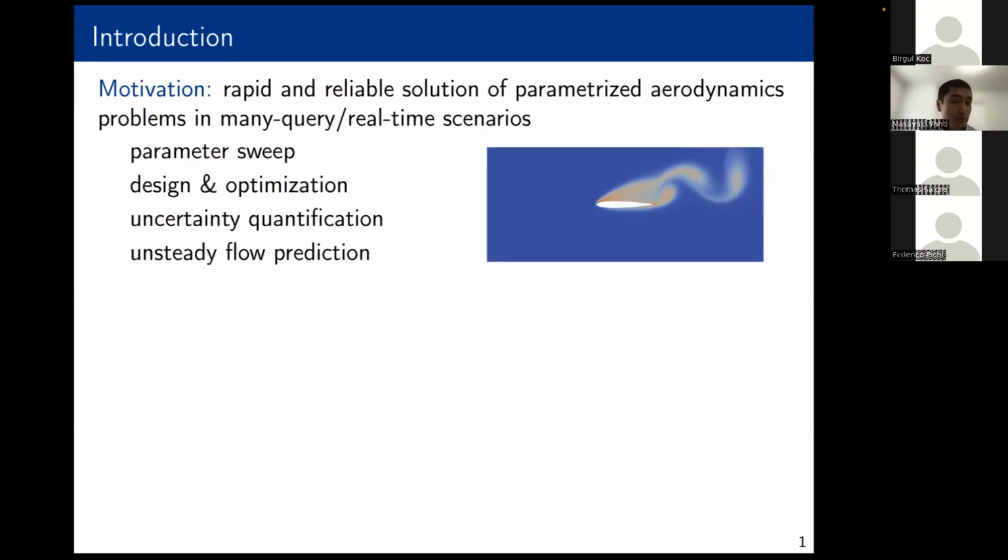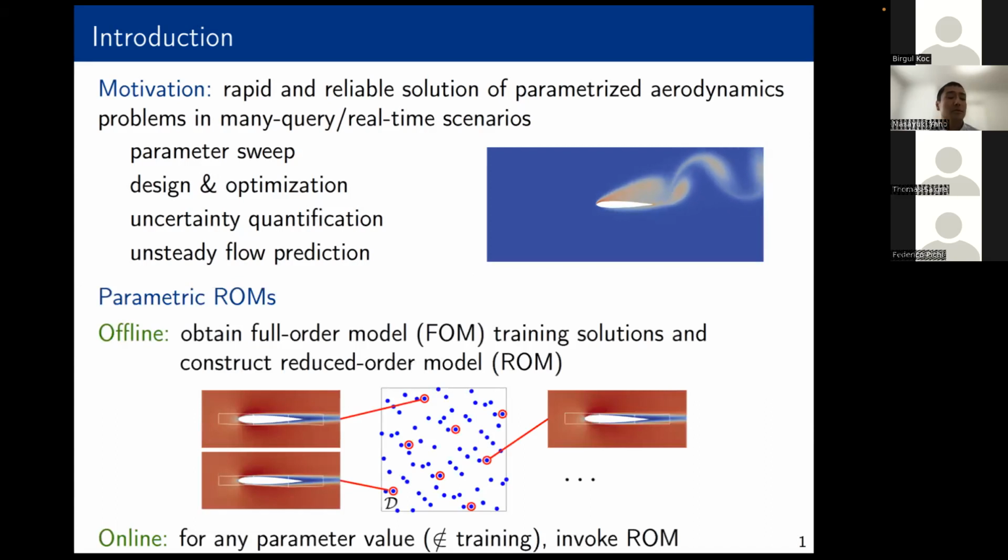Now, as many of you probably know, one approach to address this type of problem is to use parametric ROMs. Now, parametric ROMs work on the principle of offline-online computational decomposition. So in the offline stage, we invoke the flow model for a set of training parameter values to collect snapshots and then construct a reduced order model based on that. And then in the online stage, we invoke the ROM for any parameter value, which typically is not in the training set, to predict the behavior of the system. So this process is pictorially shown in the middle.